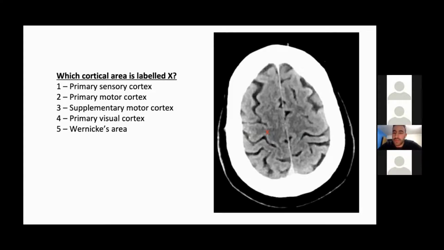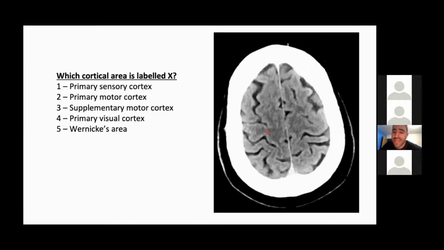So people are filling it in. So what are the results? Okay, very good. 43% said primary motor cortex, and that is correct. The next group, 33%, still a sizable number, said primary sensory cortex.